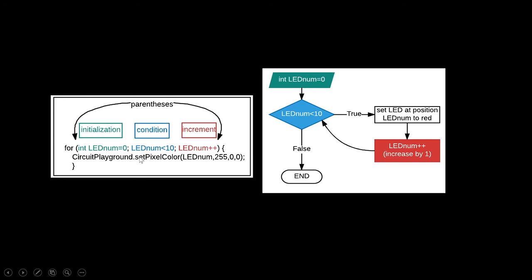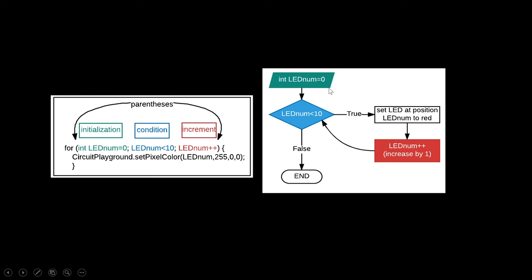So now, LED num is going to start off at 0, going to set that first LED to red, then it's going to increment by 1, go back up to the top. Now LED num equals 1, then that second LED will be set, and it'll continue until we get to LED num equals 10, which does not exist, at which point that for loop will end.